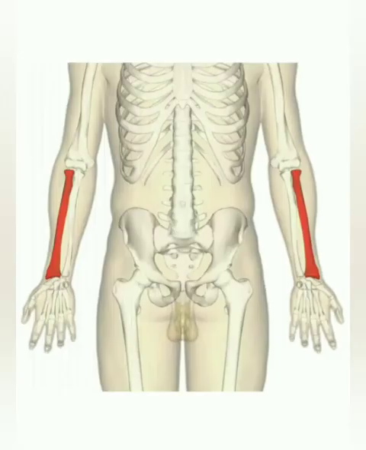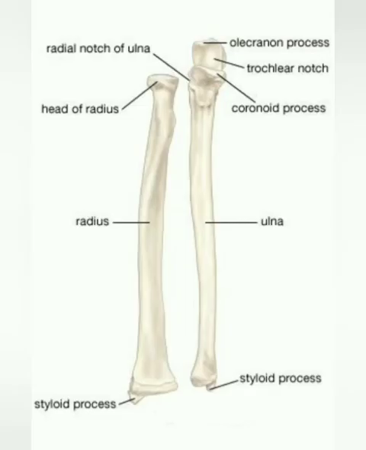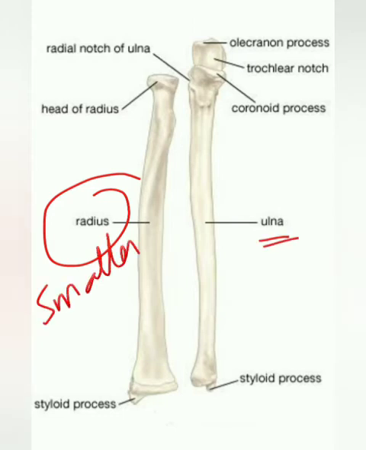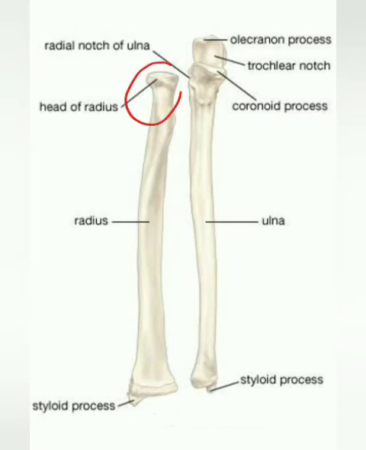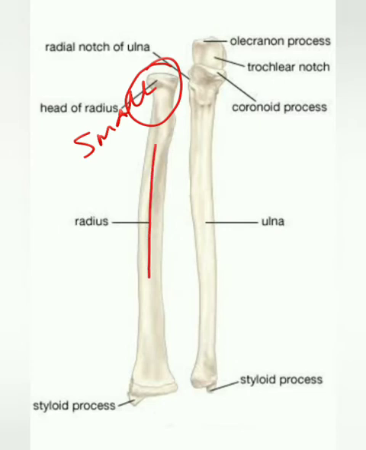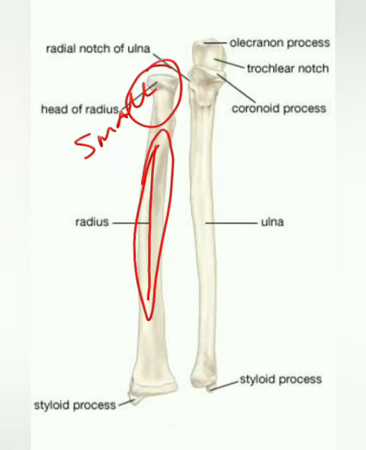Next is radius and ulna. So first one is radius, which is showed in red. So the radius is slightly smaller than ulna. It is a long bone with shaft and two extremities. The upper extremity of the radius is small. The shaft is narrower and more rounded than below. And this lower extremity is rather square in shape.